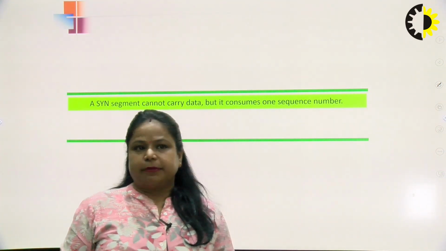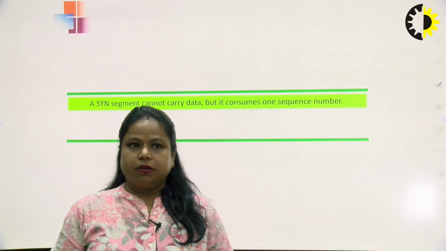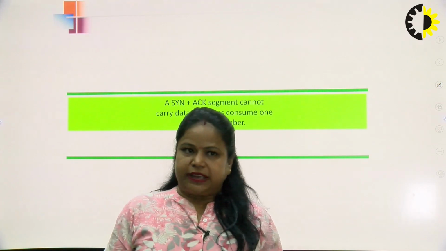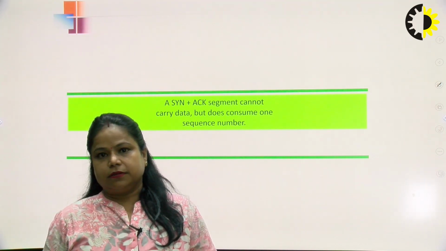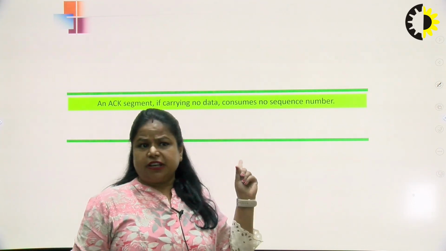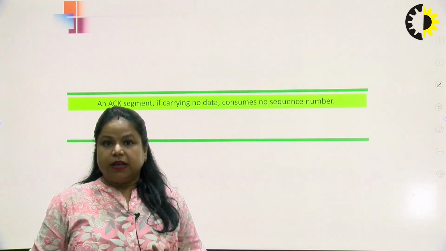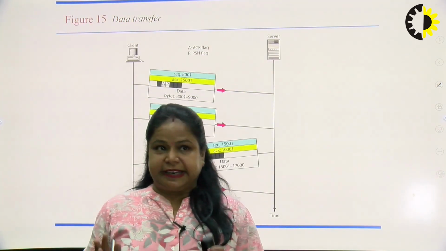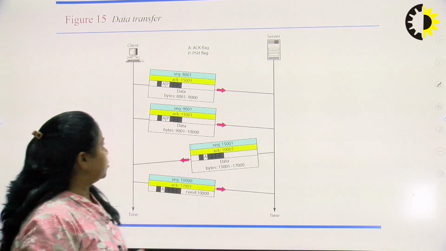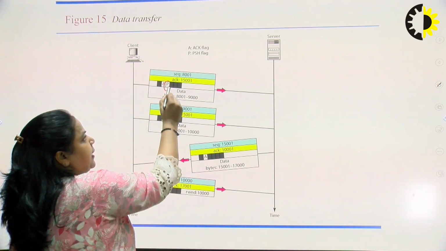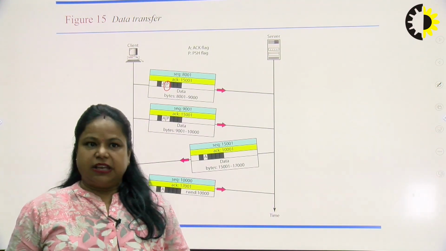It means the synchronization segment cannot carry data, but it always consumes one sequence number to establish that particular connection. And if we are using a synchronization plus acknowledgement segment, it also cannot carry data, but it always consumes one sequence number. If we are talking about a simple acknowledgement, it does not consume a sequence number and does not carry data. But if we want to transfer the data, here we have to use the push flag. So for example, once we have already established the connection, if the push flag value is 1, then we have to transfer the data.